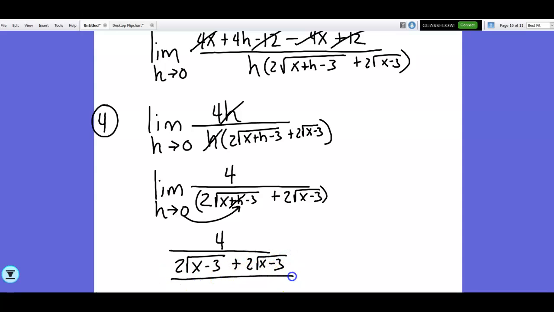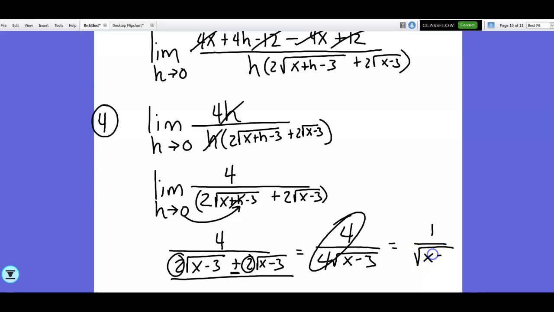Do you guys notice how both of these have the same square root? I have 2 square root of x minus 3 here, and I have 2 square root of x minus 3 here. If I put those together, that leaves me with 4 square root of x minus 3, and actually in this case I can reduce these again and end up with 1 over square root of x minus 3. Now, you guys can always combine these like this, but whether or not this is going to reduce, that may not happen on your problem. But on this one, it just so happened to work out that way.